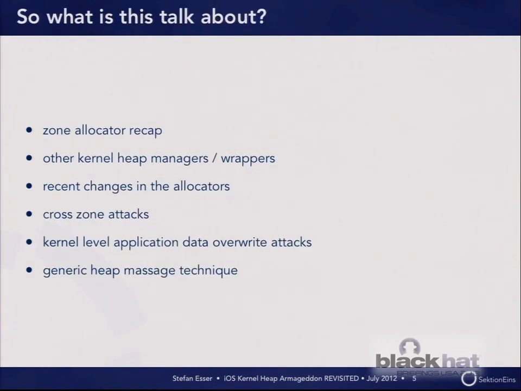I want to talk about something different. Of course, in the beginning I will wrap up what's known about the iOS kernel zone allocator. But I will talk about other kernel heap managers and wrappers that exist, about recent changes in these allocators, and about the idea of cross-zone attacks, which I will get into later. We know from user space heap exploitation that nowadays you don't go after the heap metadata, you go after the application data. So I will talk about some kernel application data that you can overwrite to get code execution. In the end, I will present a generic heap massage technique for the iOS kernel heap, much like what you do with JavaScript in browsers.